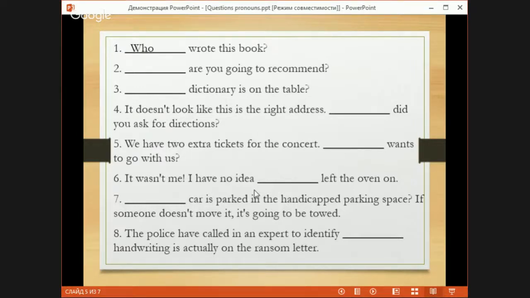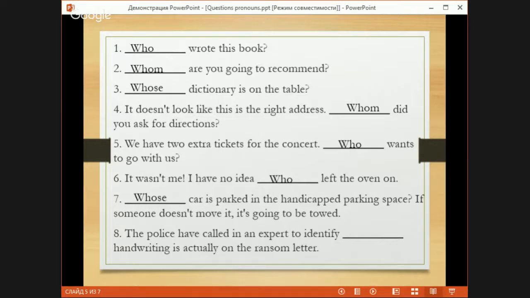Who wrote this book? Whom are you going to recommend? Whose dictionary is on the table? As you can see, we choose here between who, whom, and whose. It doesn't look like this is the right address. Whom did you ask for directions? We have 2 extra tickets for the concert. Who wants to go with us? It wasn't me. I have no idea who left the oven on. Whose car is parked in the handicapped parking space?